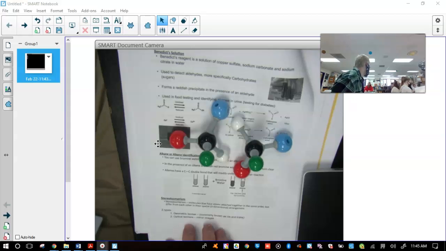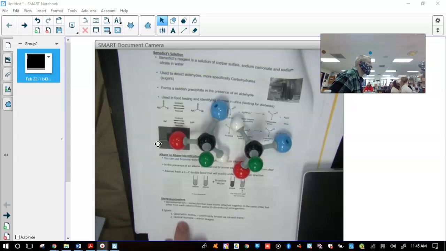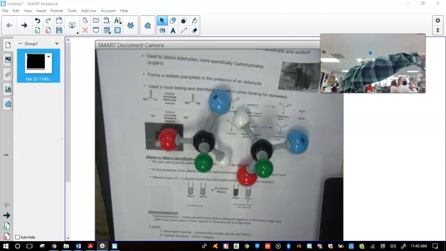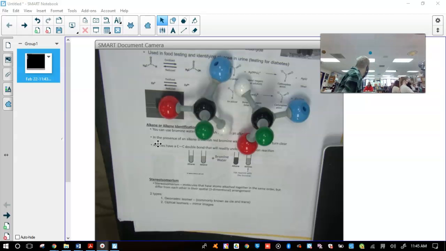All right, stereoisomerism. First of all, there's 2 types. Let's zoom up on this. So this is the second page right after part 5 starts. So stereoisomerism, what we got is molecules that have atoms attached together in the same order but differ from each other in their spatial 3-dimensional arrangement. So in 2D, they're going to be written pretty much the same, but in 3D, you're going to see distinct differences. So there's 2 types.